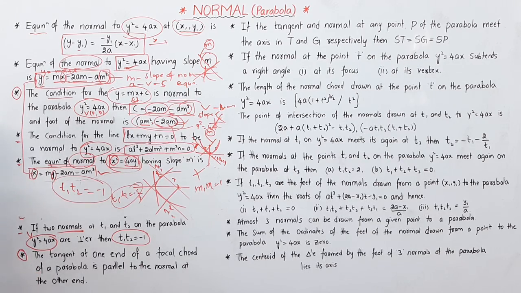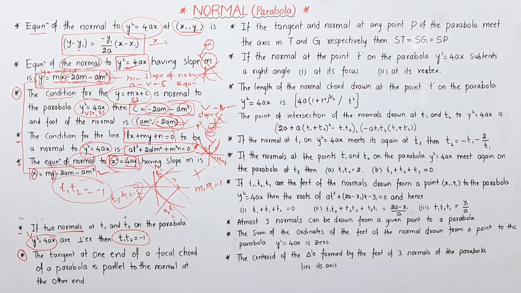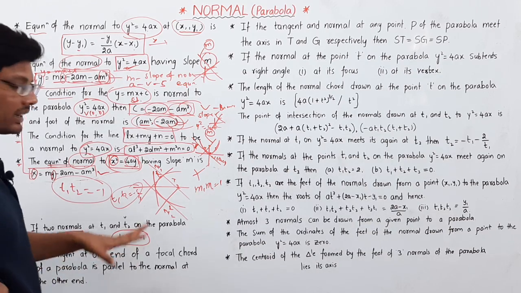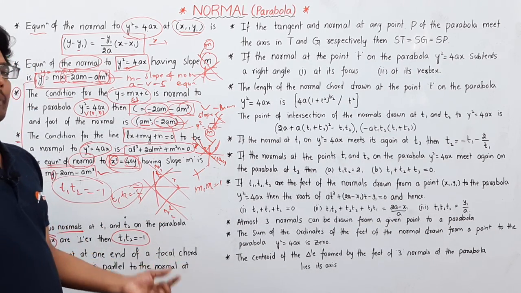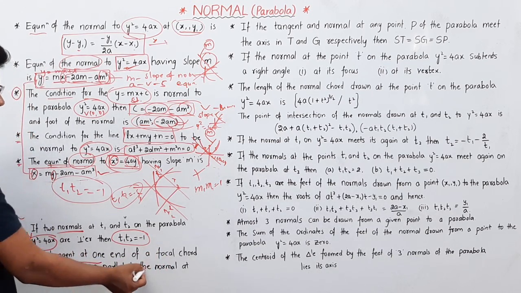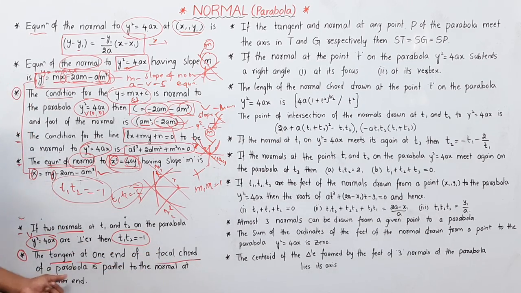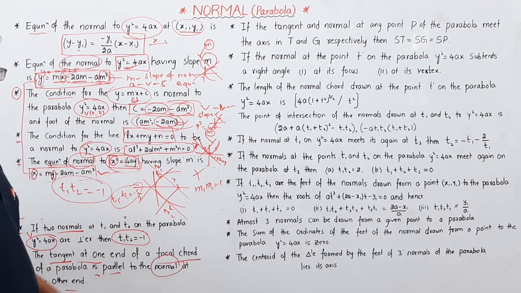And the next one, the tangent. If you look at the final point in this one, the tangent at one end of the focal chord, remember it, this is the only informative point here. The tangent at one end of the focal chord of a parabola is parallel to the normal at the other end. Remember this point.